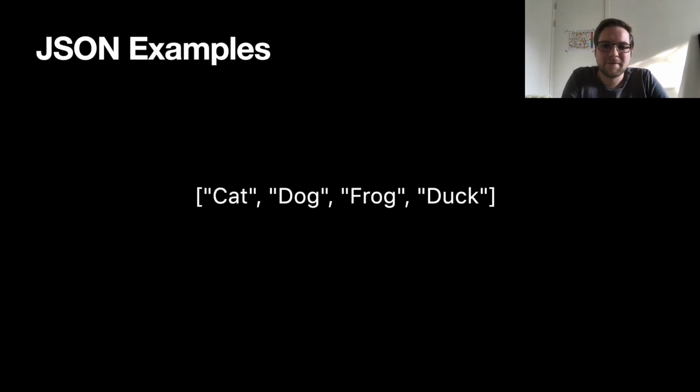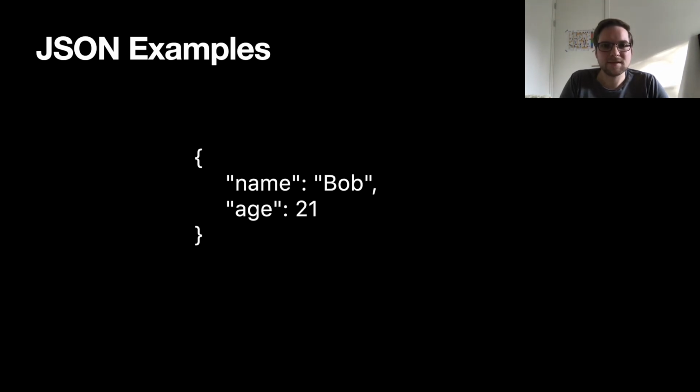So this is the first example. The example here is a JSON array of 4 strings. That's it. Let's check another example. This example is an object, and this object has 2 properties. The first one is name, whose value is Bob. And the second property is called age, which is a number, and I know it's a number because there are no quotes here, and the value is 21.